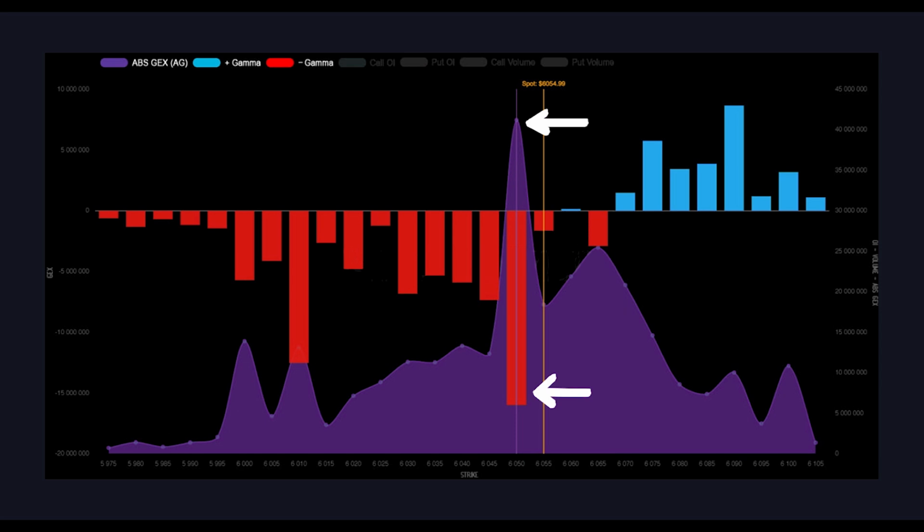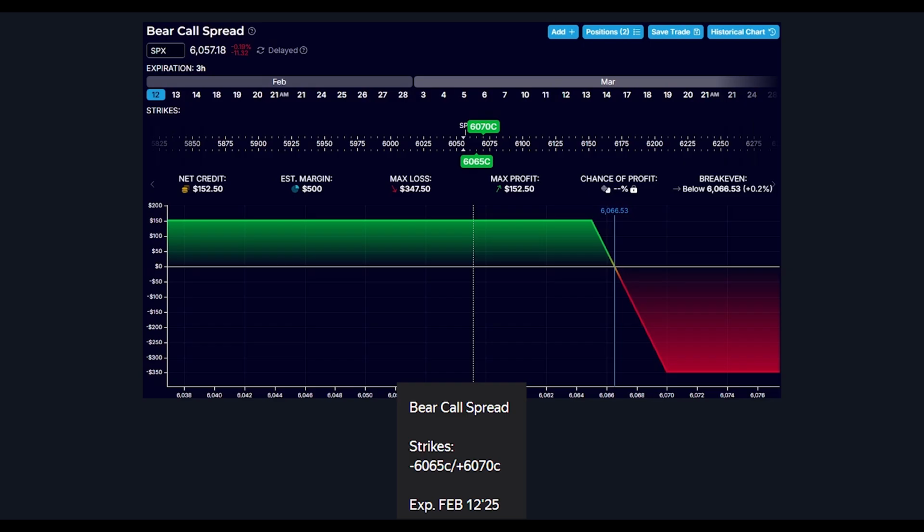Plus, we see that large negative and absolute gamma values are located at the level of 6,050, which are larger than any positive gamma values. Taking into account all these factors, we could conclude that the level of 6,065 to 6,070 would not be broken, it would act as resistance, and the day would close somewhere near the maximum values of negative gamma. In this situation, we could also open a bear call spread, which is exactly what we did in our community.